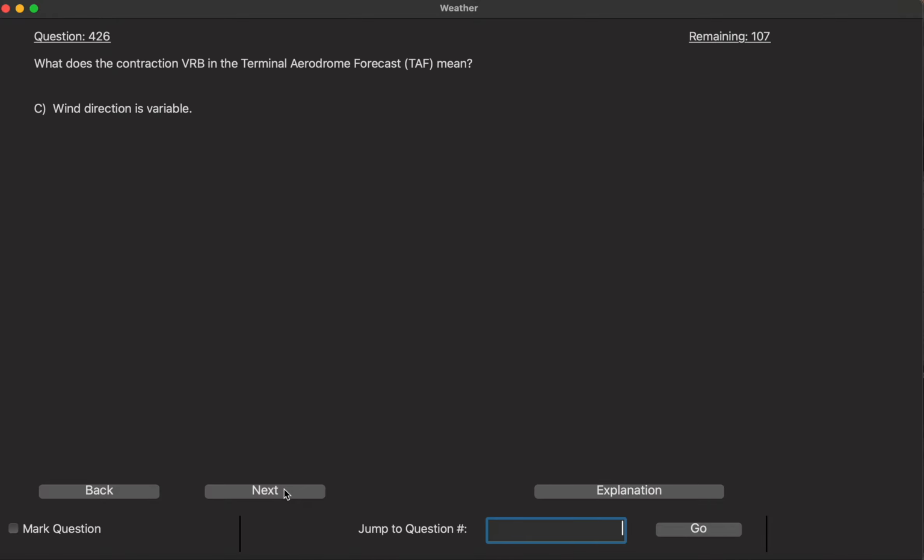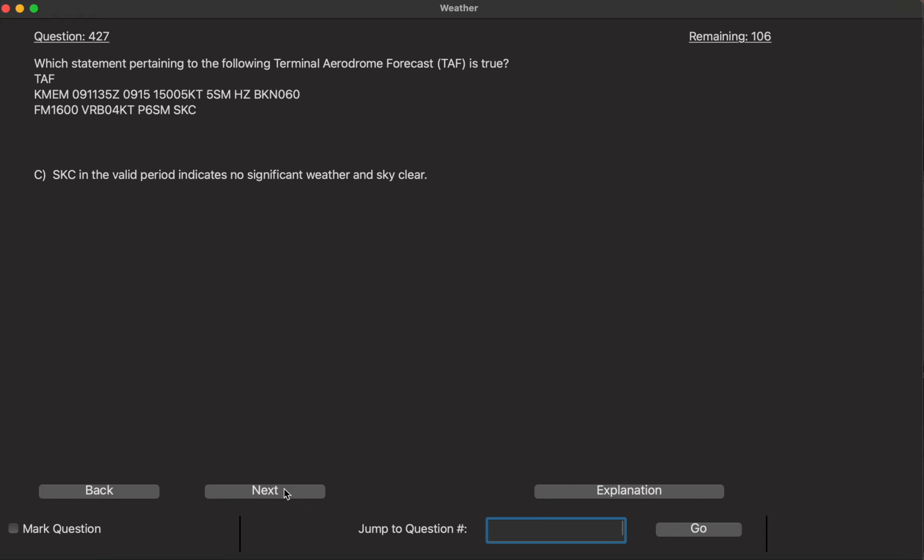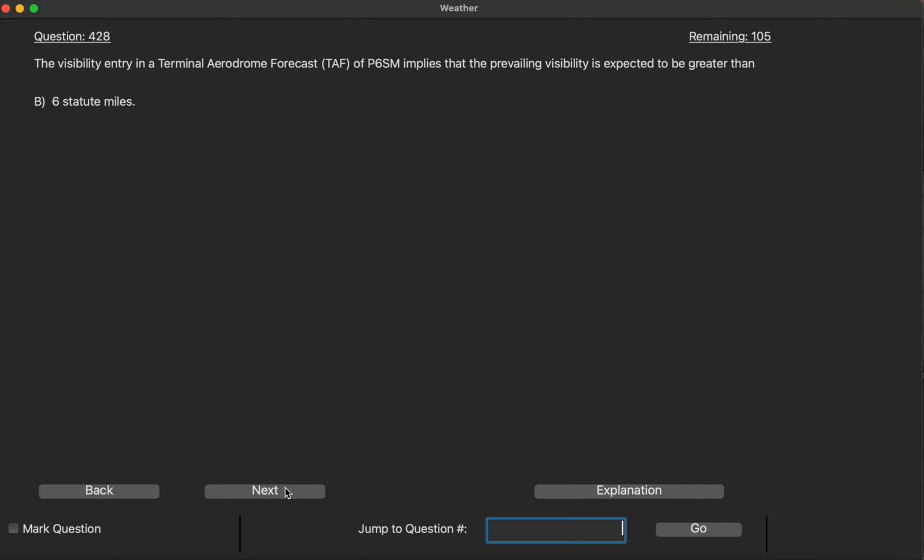What does the contraction VRB in the TAF mean? The wind directions are variable. Which statement pertaining to the following TAF is true? Sky clear in the valid period indicates no significant weather and sky clear. The visibility in a TAF of P6SM implies the prevailing visibility is expected to be greater than 6 statute miles.